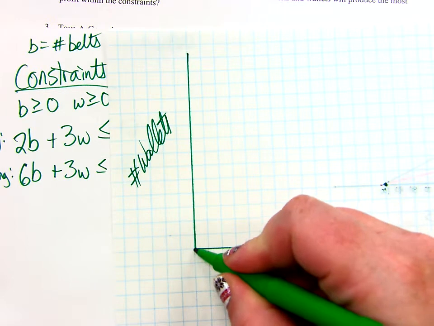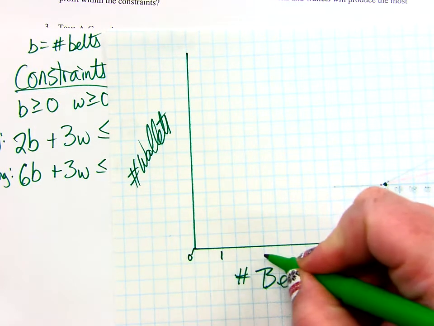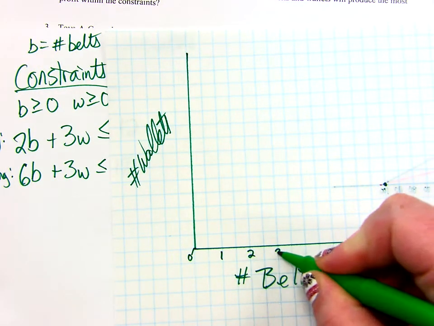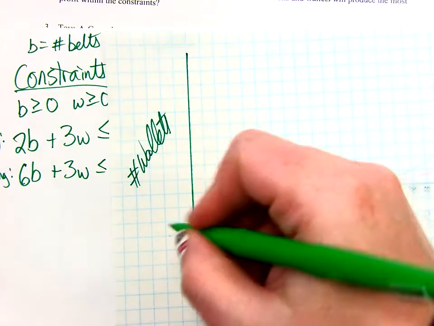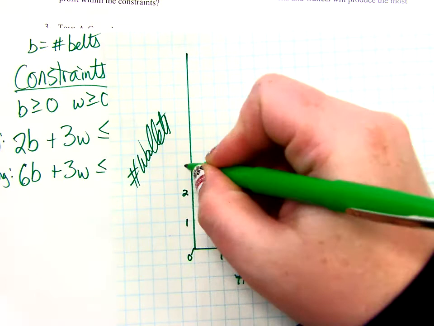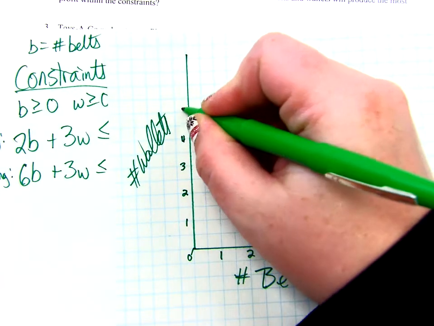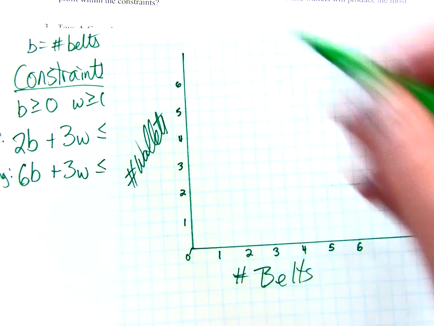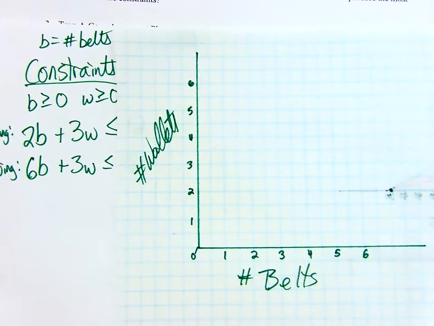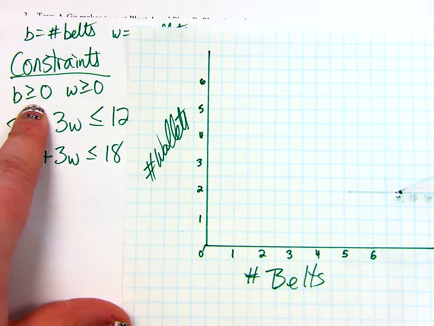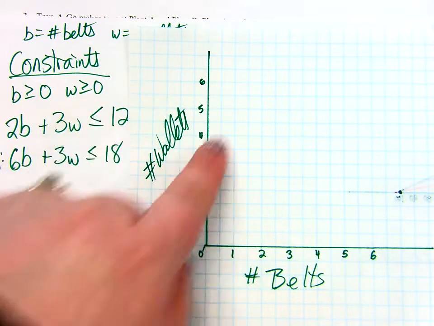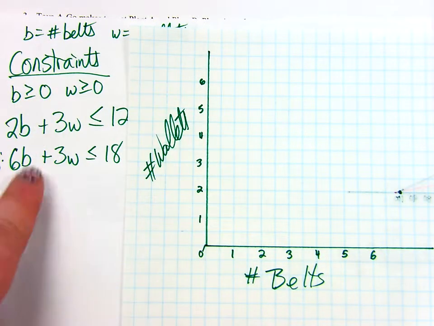I guess I'll do every other line. 1, 2, 3, 4, 5, 6. Okay, and now I just need to graph my constraints. I don't really have to worry about B being greater than 0 and W being greater than 0 because I already did that by just being in the first quadrant.